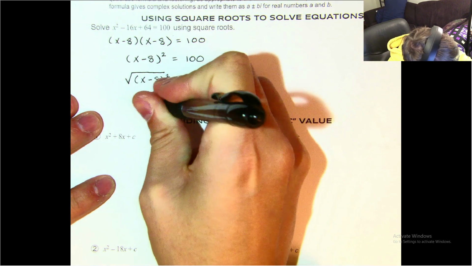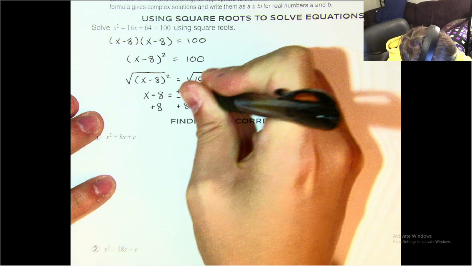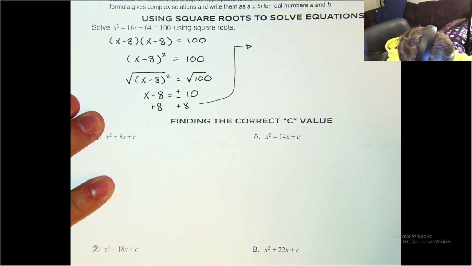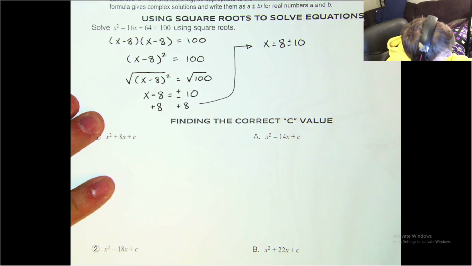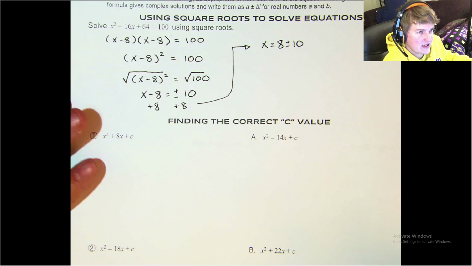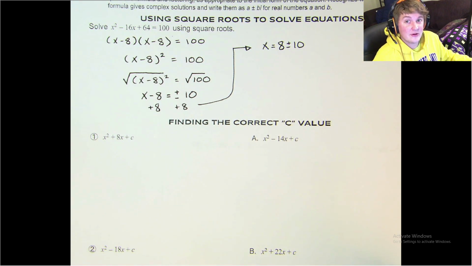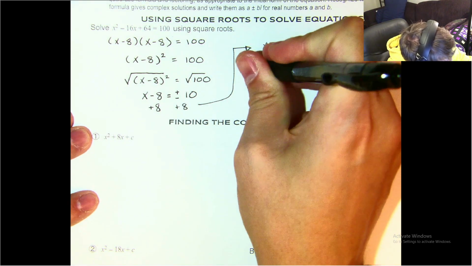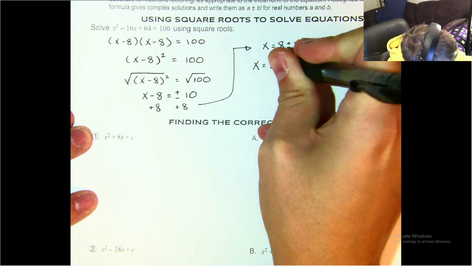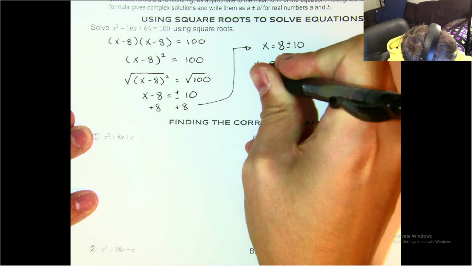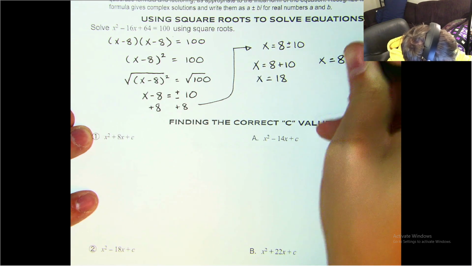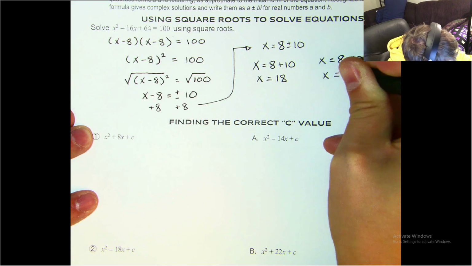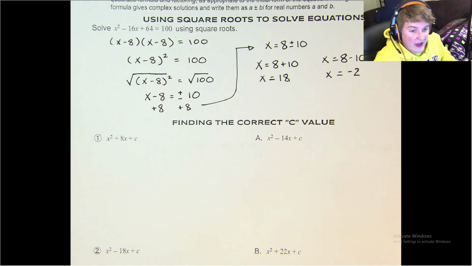I would have to add 8 to each side. Let me finish my work up here, and we get x is equal to 8 plus or minus 10. What does 8 plus or minus 10 mean? It quite literally means 8 plus 10 or 8 minus 10. So we have two answers again. x is equal to 8 plus 10, which is equal to 18, or the other answer is x is equal to 8 minus 10, which is equal to negative 2. These two values plugged into this equation are going to give me 100.